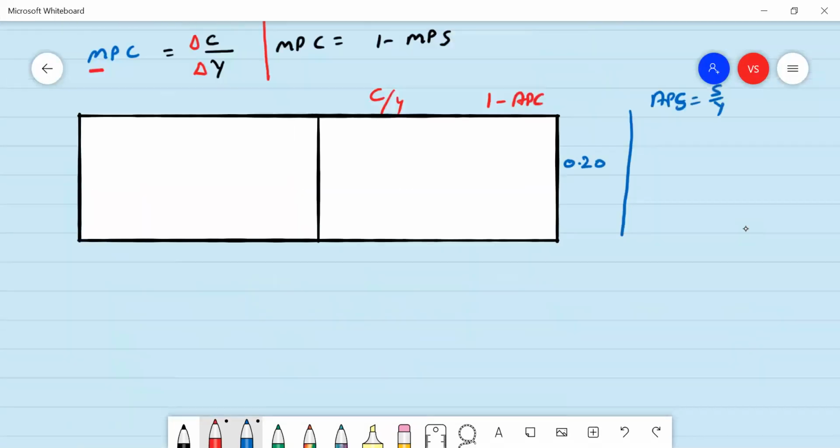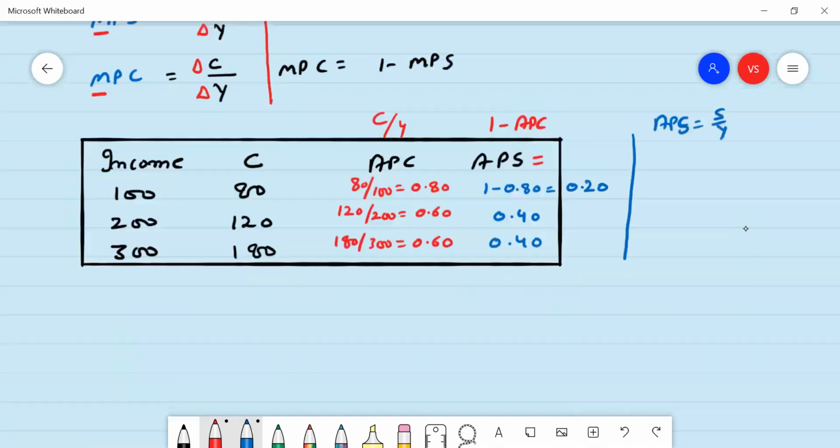So you can get S. S can be calculated as Y minus C. So Y minus C is S. So 100 minus 80 is 20. 200 minus 120 is 80. 300 minus 180 is 120. This is S.